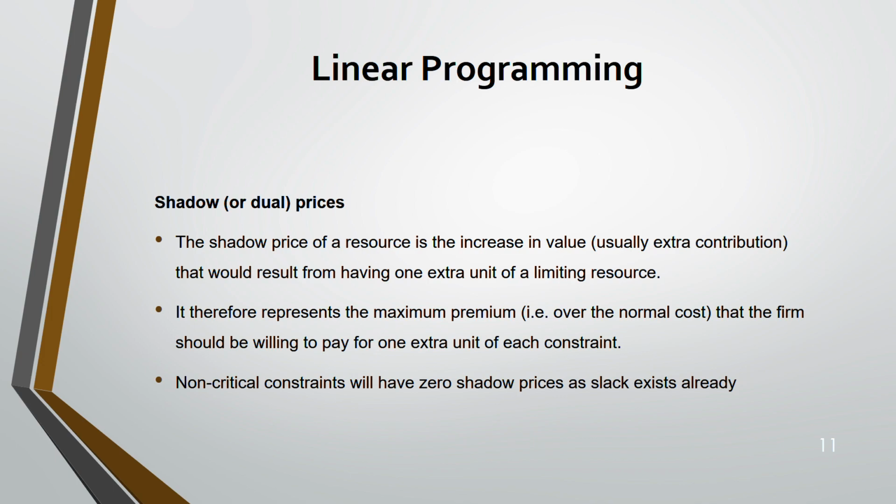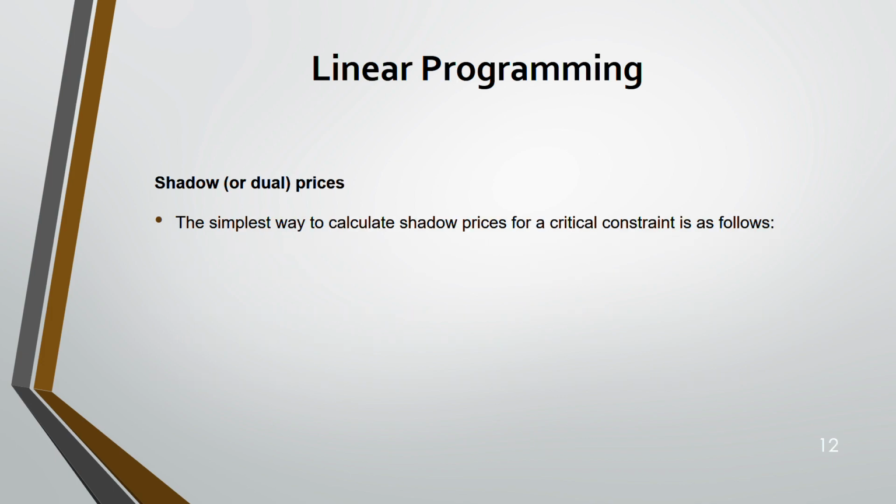Because what is the shadow price? The shadow price of a resource is the increase in value, usually extra contribution. But when you have slack, when your resources are underutilized, how can you have an increase in value from extra contribution? So shadow price is zero when slack is there. Now, the simplest way to calculate the shadow price for a critical constraint, those which are very important constraints, the limiting factor, is as follows.